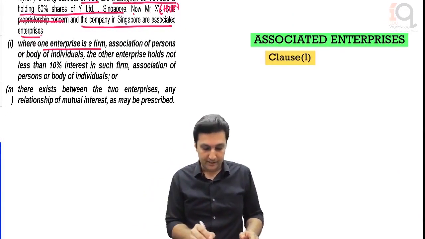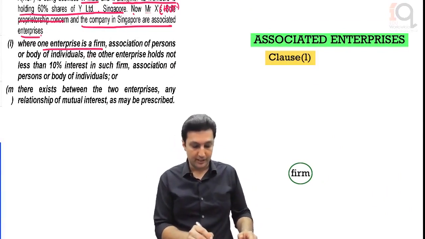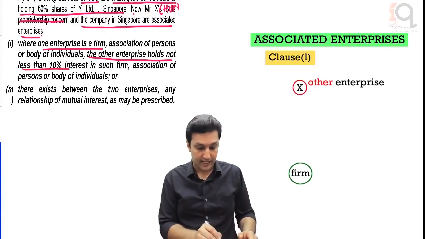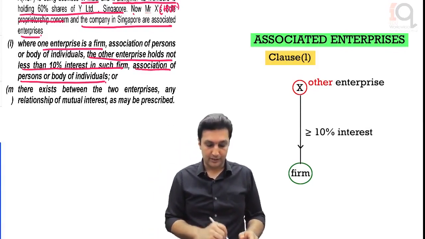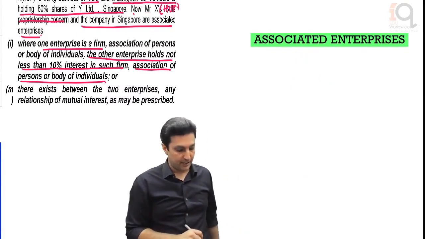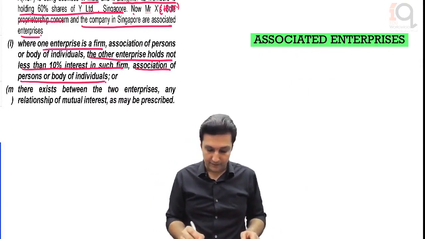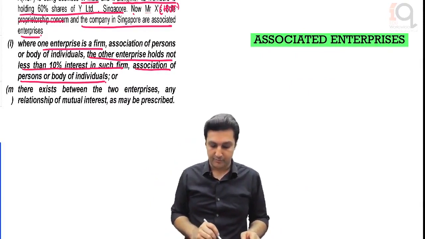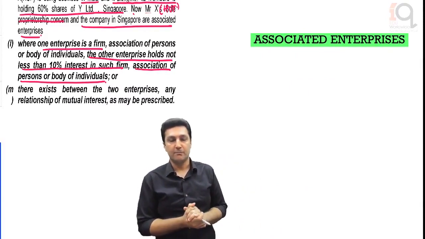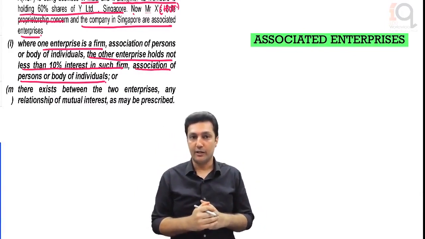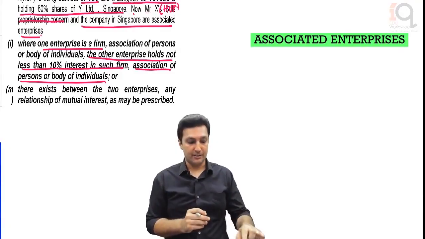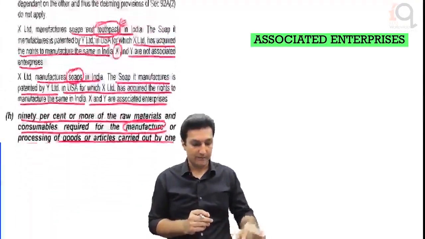where one enterprise is a firm, AOP or BOI, the other enterprise holds not less than 10% interest in such firm, AOP or BOI, then also these are associated enterprises. And lastly, there exists between the two enterprises any relationship of mutual interest as may be prescribed. So, in all these cases, there could be what they call associated enterprises. Now, let's just go through this one by one so that we can memorize this.